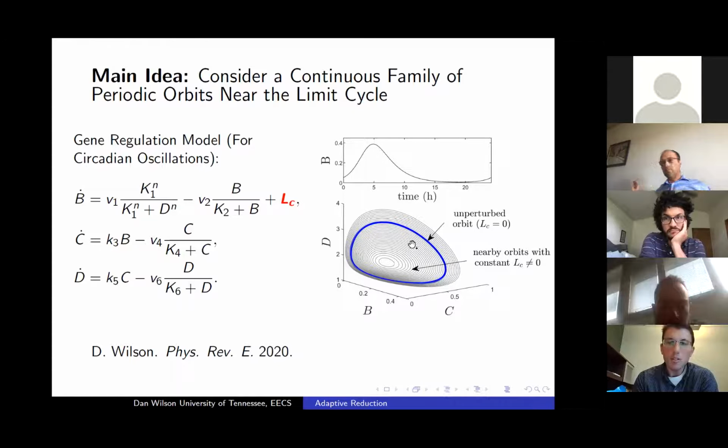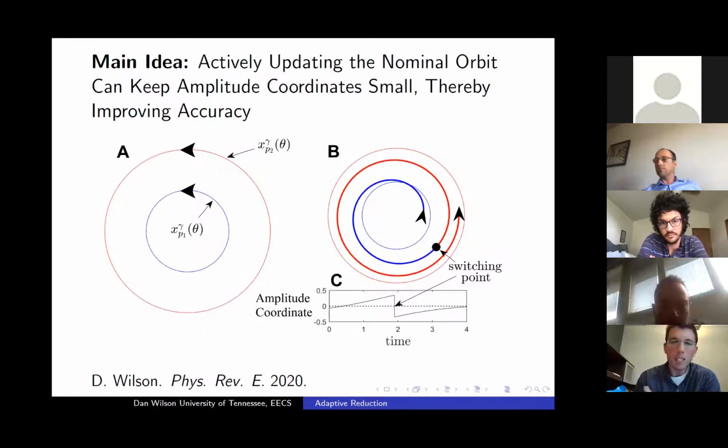So a continuous family of periodic orbits is showing here as these black lines adjacent to this nominal blue periodic orbit. And as I mentioned previously, phase reduction starts to have problems if you push yourself out too far from a nominal limit cycle. So the idea here is maybe we could use this collection of periodic orbits to adaptively update some nominal periodic orbits, so we'll stay at least close to one of those nominal limit cycles.